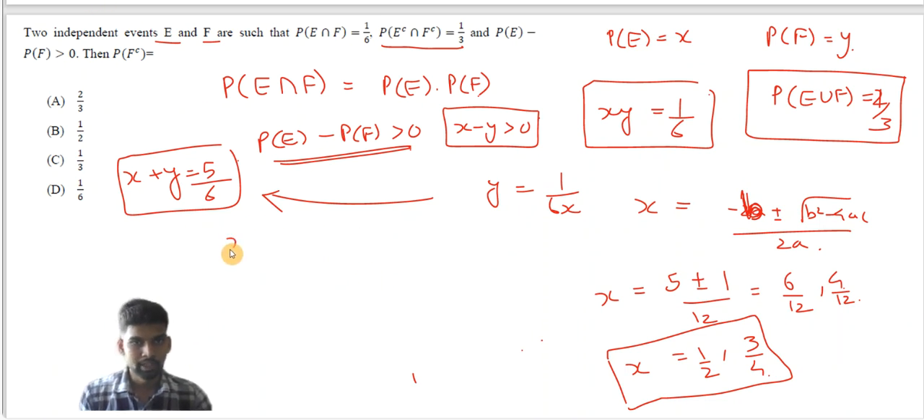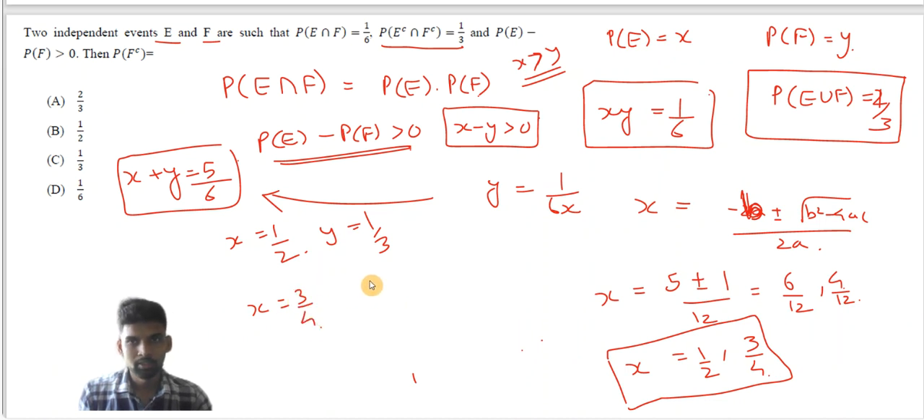So if x is equal to 1 by 2, then from here y is equal to 1 by 3. From this condition what we require is x should be greater than y. Here x is 0.5 and y is 0.33, so this is satisfied. Just for our satisfaction, we can check for 3 by 4 also.